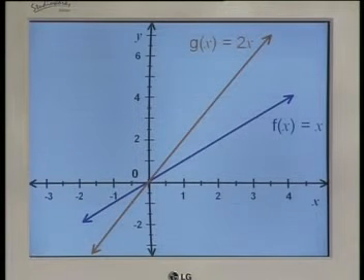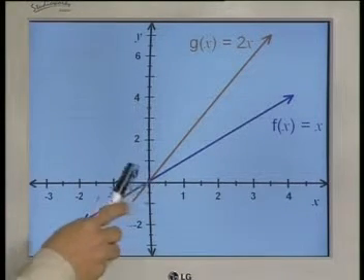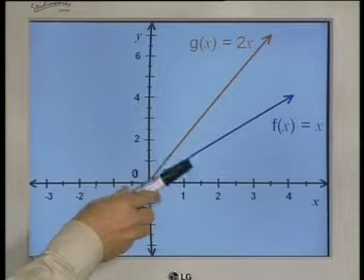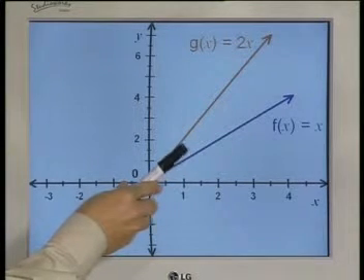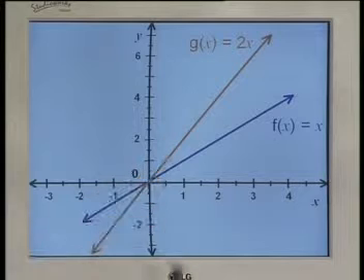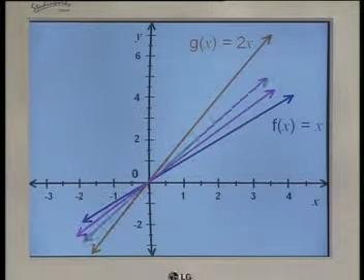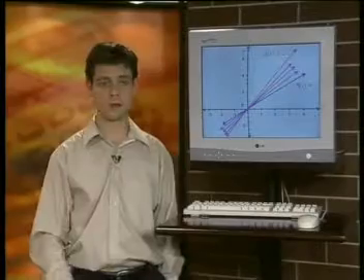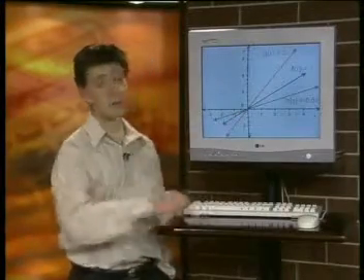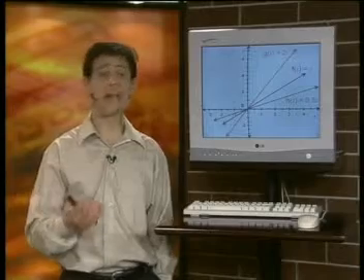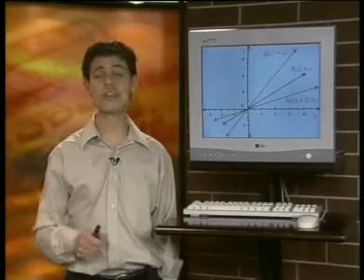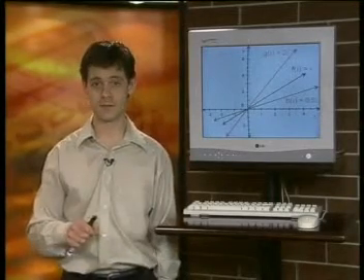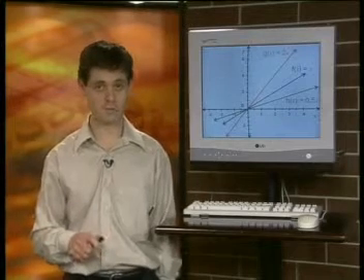We can picture that the graph of f still passes through the origin, but that it has turned until it has reached the orientation of g. We could also say that from f to h, the gradient has been halved. Now let's look at some more graphs.